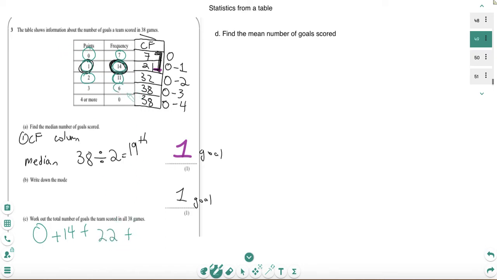Next, there were 6 games where they scored 3 goals. If you score 3 goals 6 times, that's 3 times 6, which is 18. And there were 0 games where they scored 4 or more goals, so that's just 0 goals, all right?